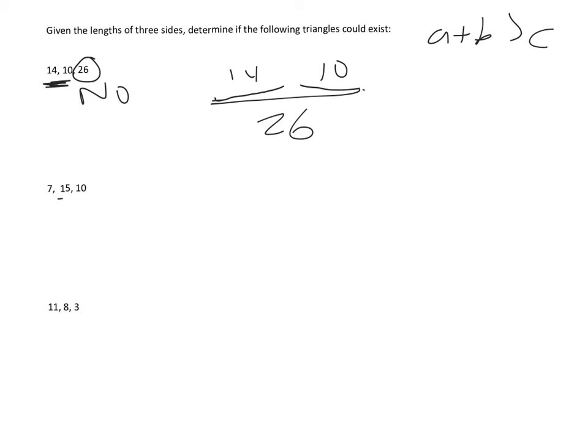We look at this one, 15 is our largest, so there's 15. And if I had 7 and 10, I can make this connect and make a triangle. 7 plus 10 is bigger than 15, so this triangle can exist.